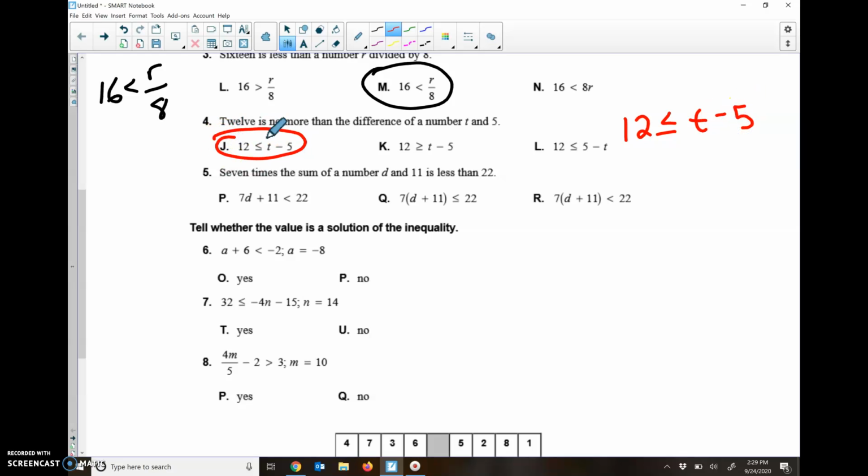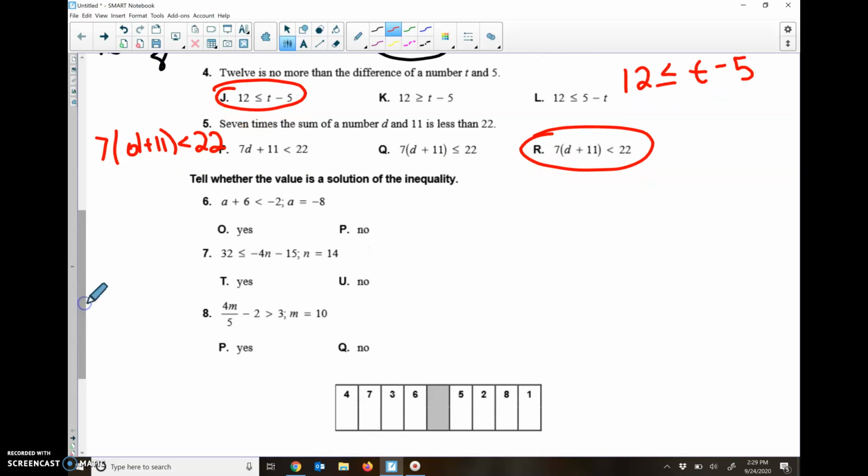Okay. 5 gets kind of tricky. It says 7 times the sum. So since it says times the sum, we know we got an adding problem. And then that ends up being less than 22. So it looks like we're looking at letter R there.